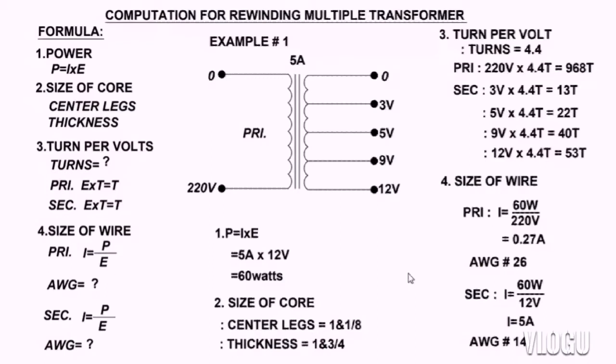And we proceed to our example number one. For example, we make a transformer of 5 ampere. The primary is 220 volts, and the secondary is 3 volts, 5 volts, 9 volts, and 12 volts.